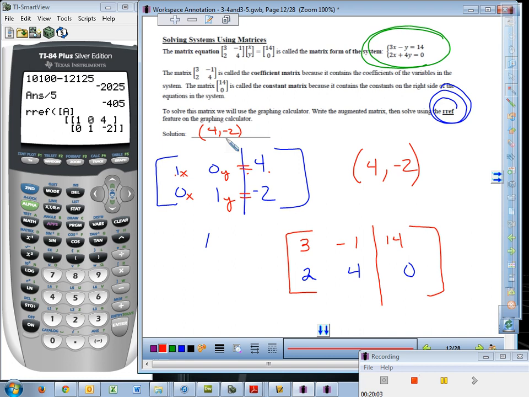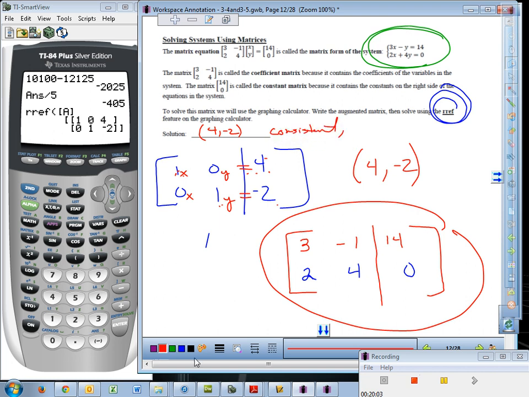This matrix tells us now that our system, which was this, has a solution at 4, negative 2. This 1 right here is in the x position. It's saying that x equals 4. This 1 right here is in the y position. It's saying that y equals negative 2. So let's classify it. Consistent or inconsistent? Consistent, because we got an answer. Dependent or independent? It's independent. It just takes a little bit of memorizing that independent means you got one answer.